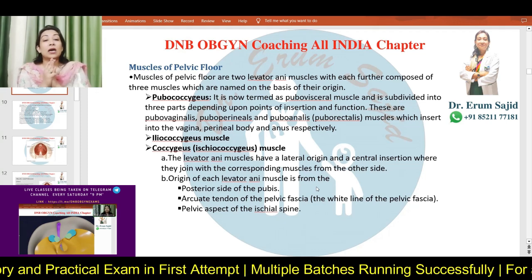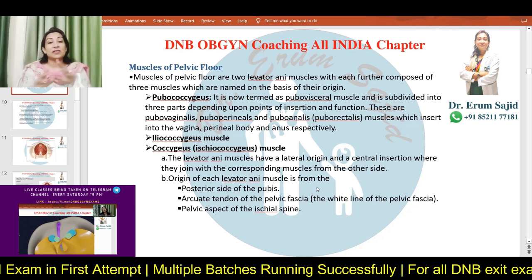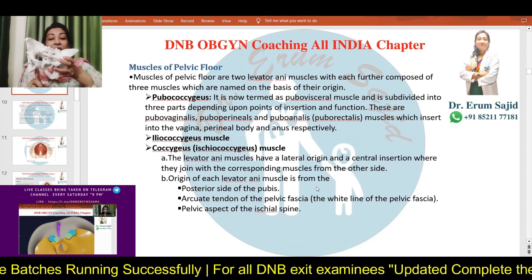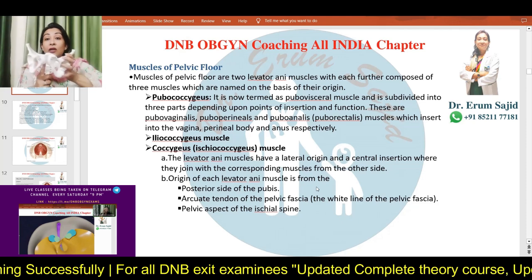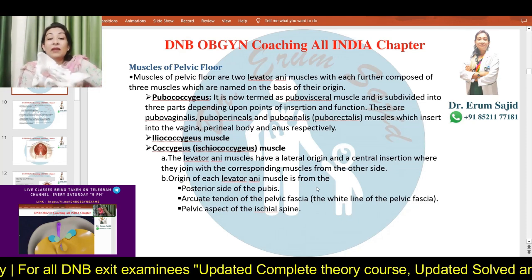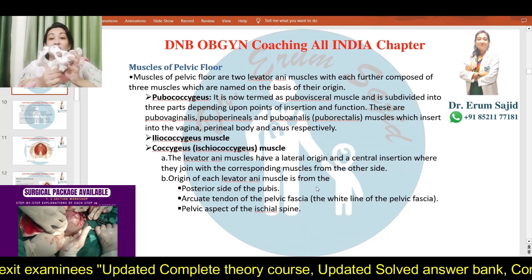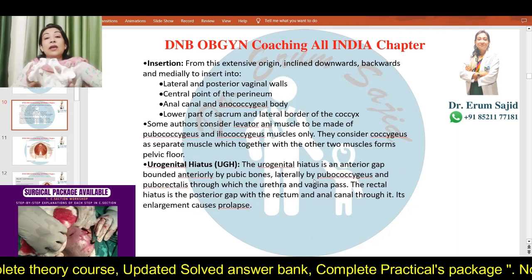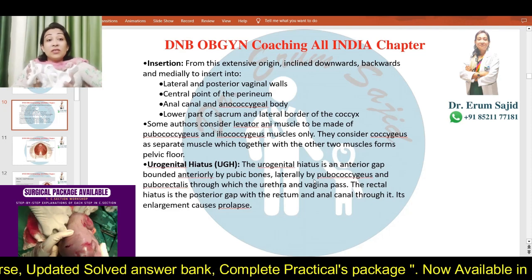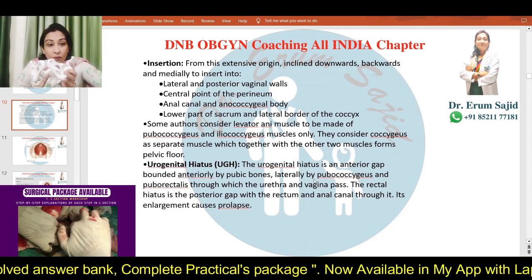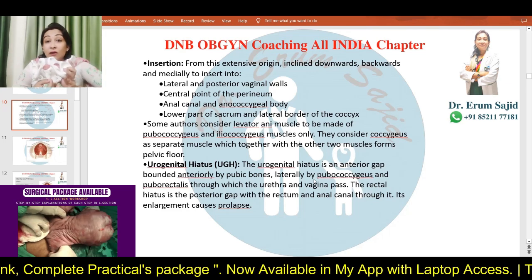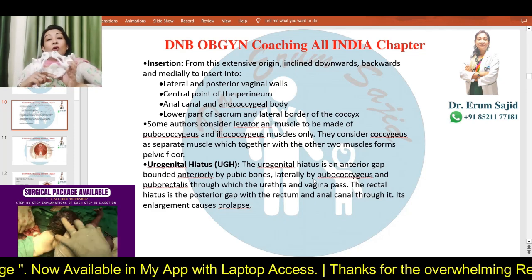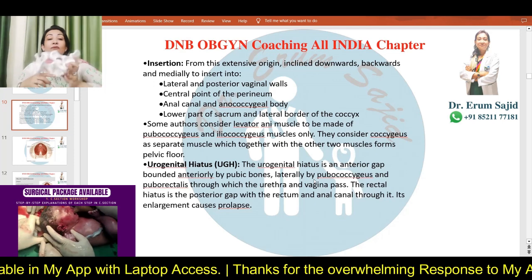All right. Origin of the levator ani muscle is from the posterior side of the pubis. Okay, this is the posterior pubis. Also the arcuate tendon of the pelvic fascia, which I spoke to you about, ATFP, ATFL, and the pelvic aspect of the ischial spine, there goes the ischial spine, right? Then the insertion is an extensive region inclined downwards, backwards, and medially. It's inserted into the lateral and posterior vaginal wall, the central point of the perineum, the perineal body, the anal canal and anococcygeal body, lower part of the sacrum, and lateral border of the coccyx.